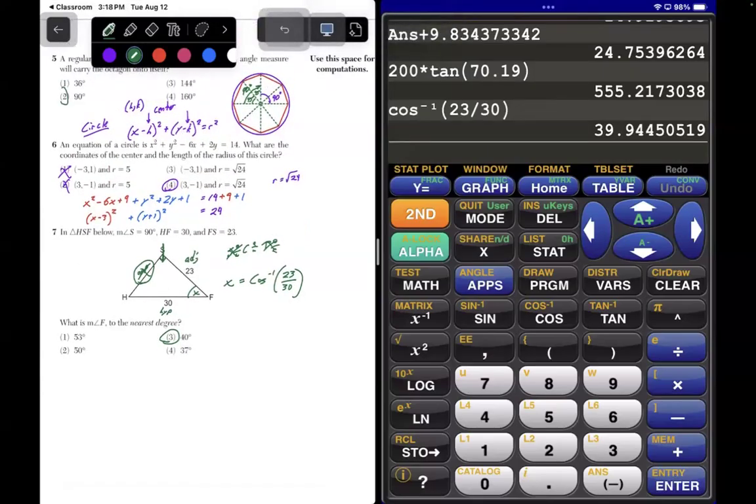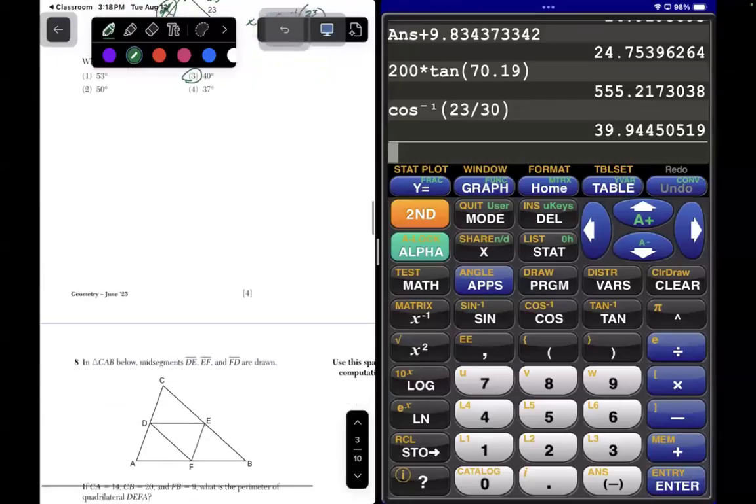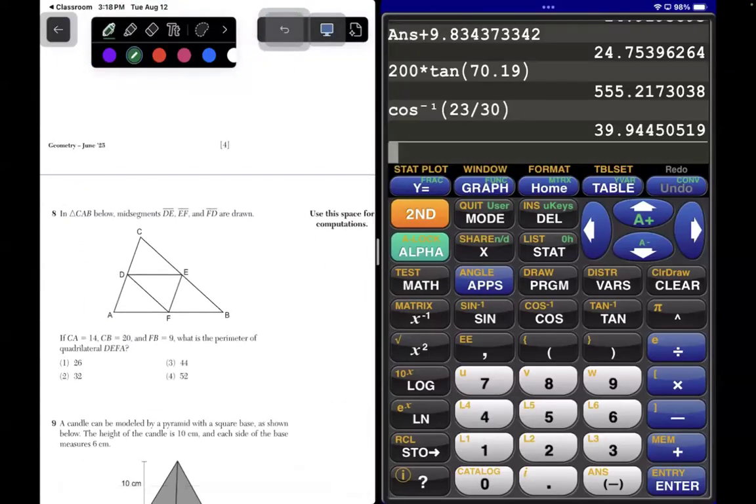Oh, I forgot to circle this one. Okay, here we go. This is a cool problem.